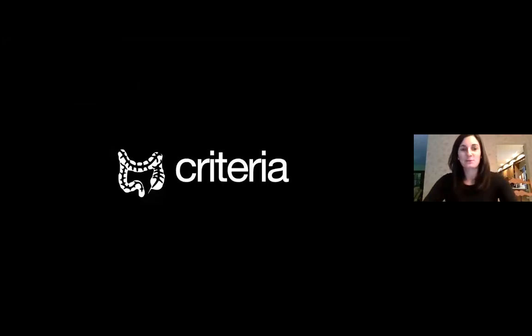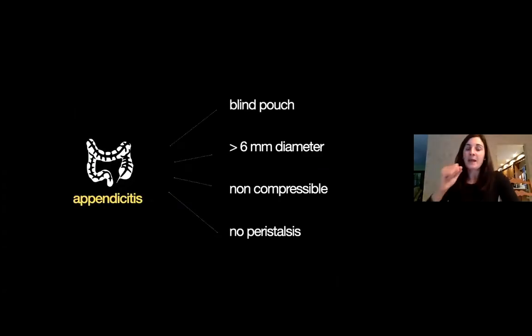Oh, what a great way to introduce this. So what are the criteria for you to diagnose an appendicitis? Criteria number one, it has to be a blind pouch. Don't get fooled, because in the area of the right lower quadrant, you get tons of small bowel loops. Small bowel loops will look like a tubular structure, quite thin, but they won't have a blind pouch. They won't end. They keep going, right?